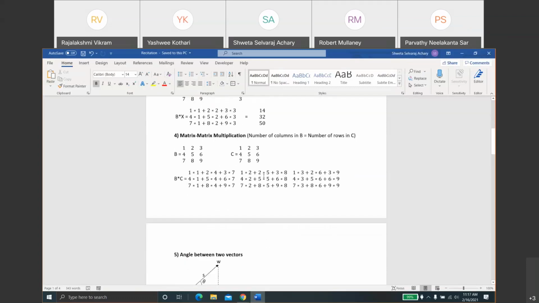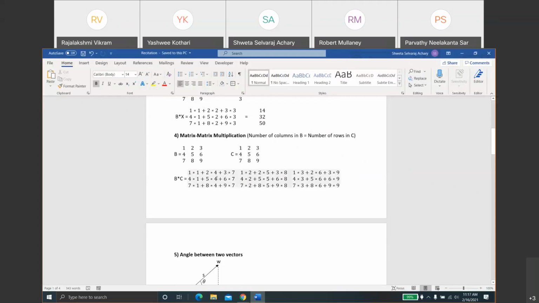What is a matrix multiplication? Consider 2 matrices. So how do you multiply a matrix? You do the dot product of the first row with the first column. You'll get the first element of B cross C. For the second element, you'll do the first row into the second column. Third element, first row, third column.